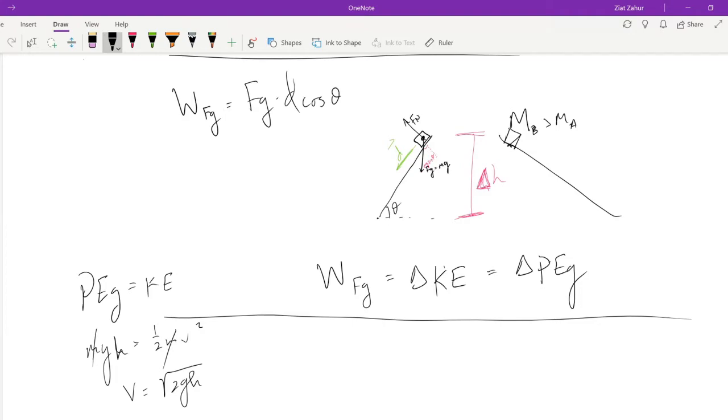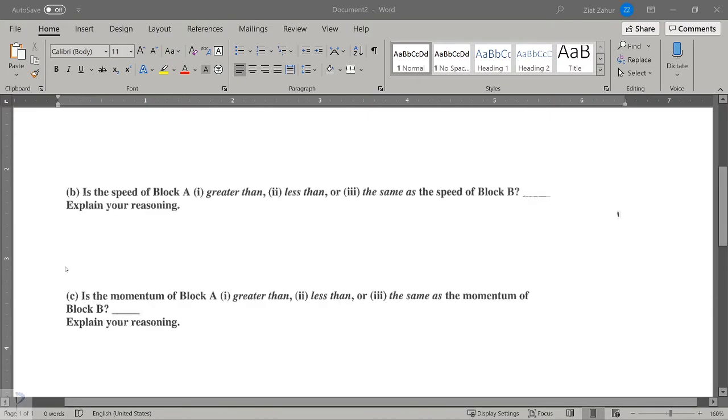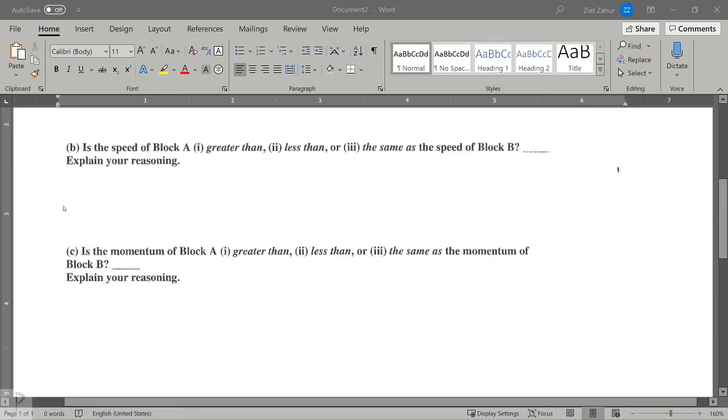Alrighty then. Next up. Is the speed of block A greater than... Oh, we just did that. Oh, whoa, look at all these Gen 1 physics students coming in. The Gen 1 students. Alright.